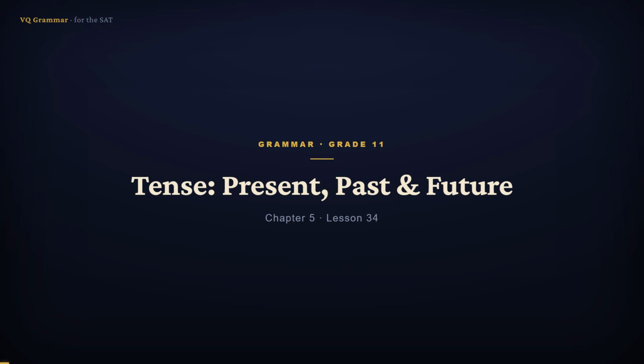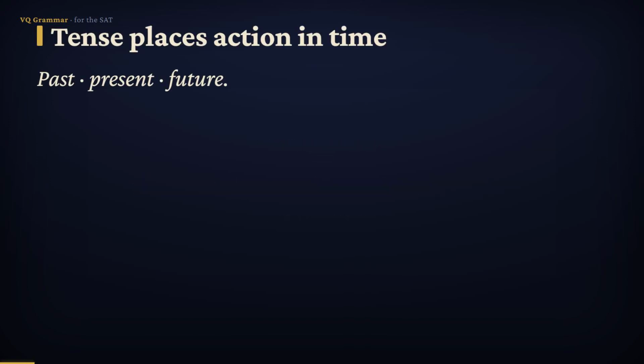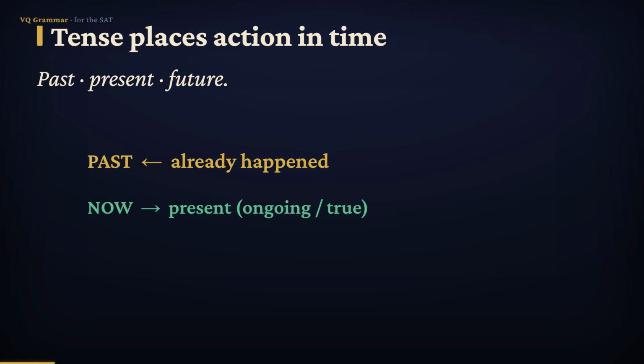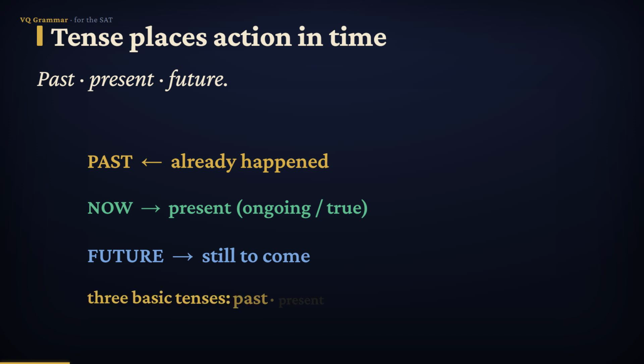This is Chapter 5, Lesson 34. We know a verb's principal parts. Now we use them to place the action in time with the three basic tenses: present, past, and future. Tense is how a verb places its action in time. There are three basic tenses: the past tense, for what has already happened; the present tense, for what's repeated, ongoing, or always true, or happening right now; and the future tense, for what is still to come. Past, present, future. Every basic verb sits somewhere on this timeline.